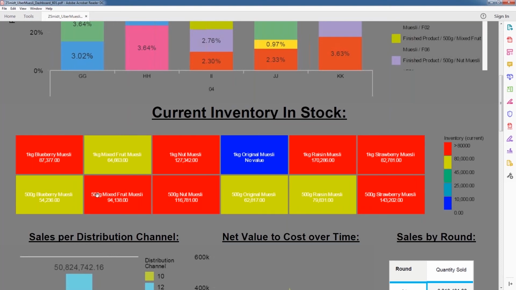Is a particular 1 kilogram product out of stock and needs to be replenished? Or has a particular 500 gram product been sitting in inventory for far too long and may need to be reviewed for pricing and/or distribution channel adjustments?